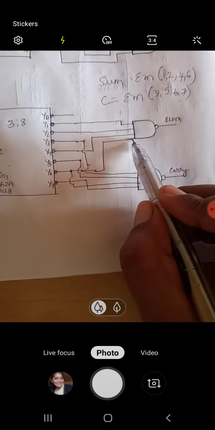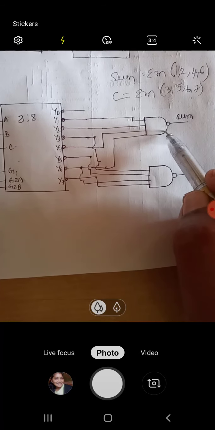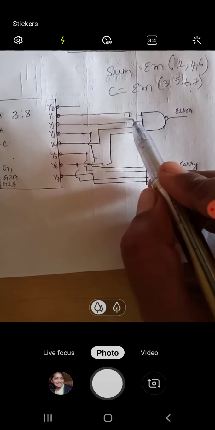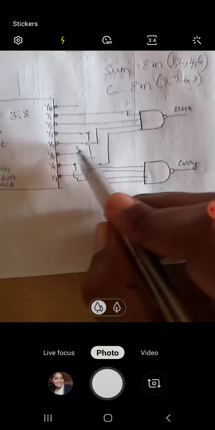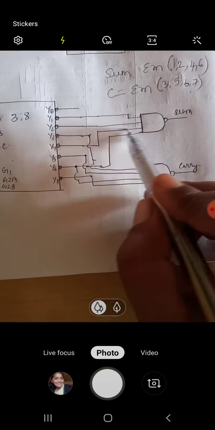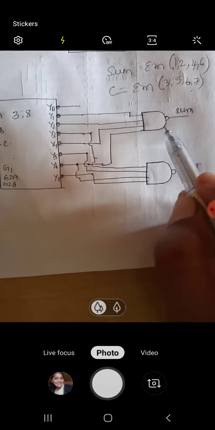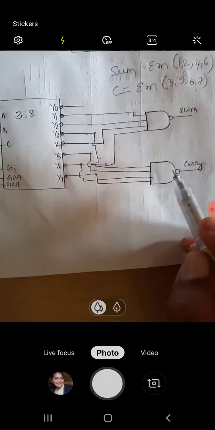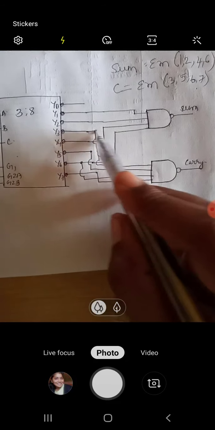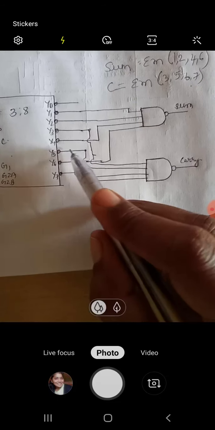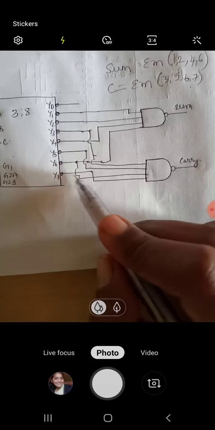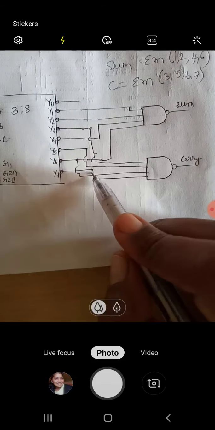Again active low, so I am using min terms, so I am using a NAND gate. So 1, 2, 4 and this is 6 which I have given. So this is the sum. And similarly for carry I have 3, 5, 6 and 7. So this is how you get it.